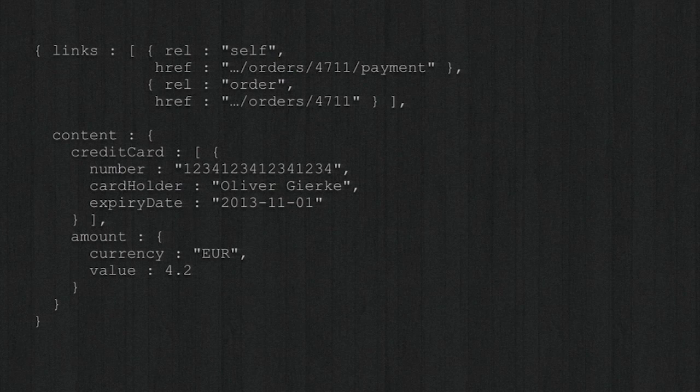Okay, here I find the order that is connected to the payment, and if I want to look at the payment later on, I can do so under this URI here, right? You could argue that the client already knows about the order.